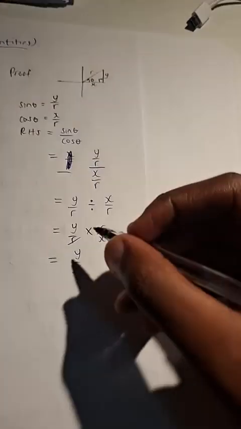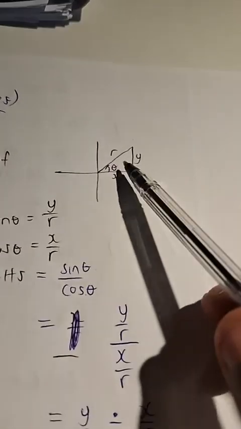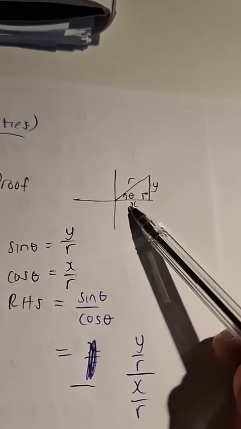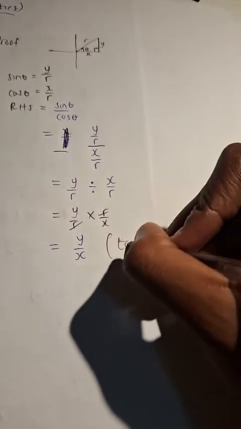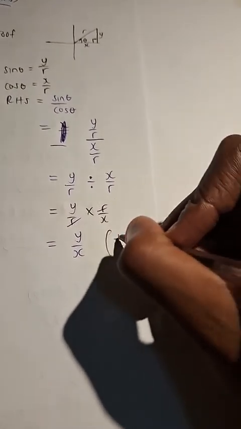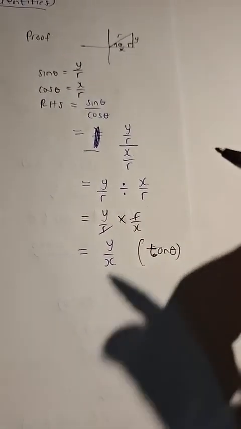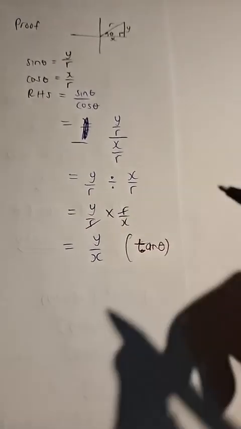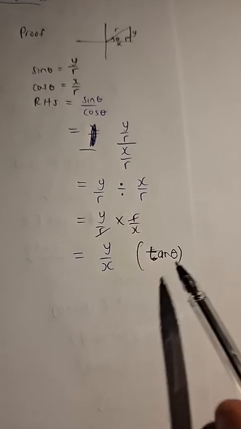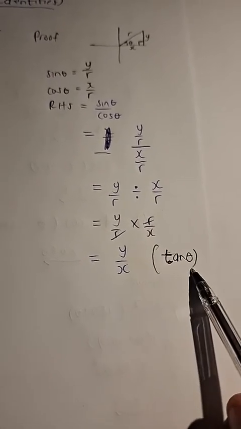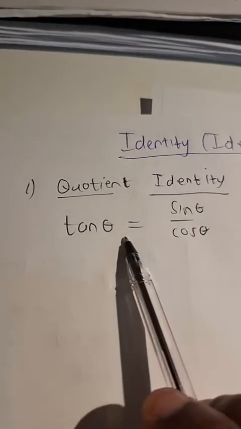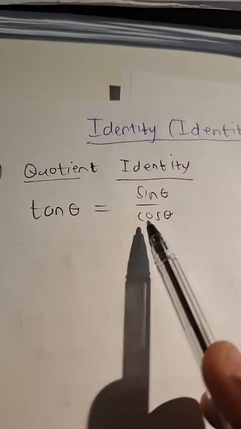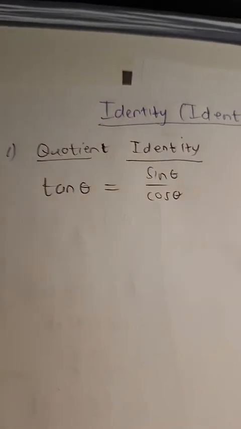The question is, guys, what is y over x according to our triangle? Y over x is opposite side over adjacent. What is that? That is tan, isn't it? That is tan theta, right? That is definitely tan theta. Okay, so that then validates why we say the quotient identity: tan theta is truly equal to sine theta over cos theta. No doubt about it.